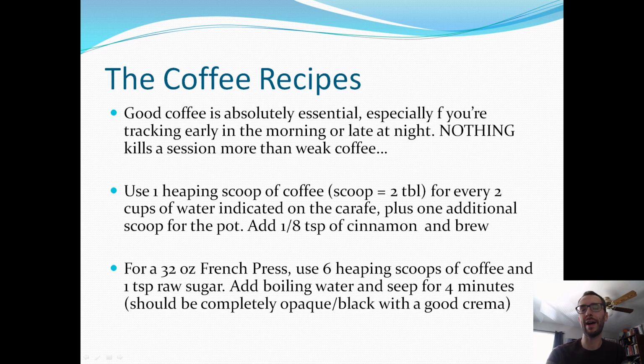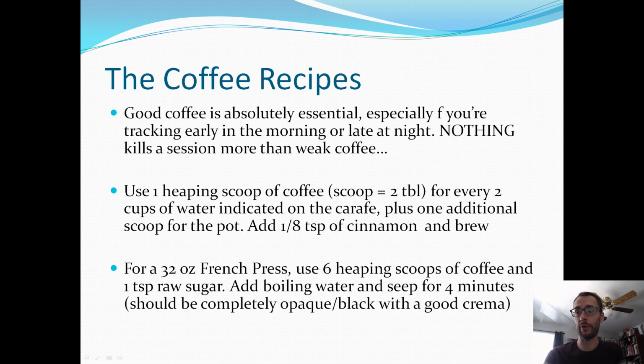For a standard pot of coffee using an automatic drip system, use 1 heaping scoop of coffee, where each scoop is approximately 2 tablespoons, for every 2 cups of water indicated on the carafe side, plus 1 additional scoop for the pot. Add 1/8 teaspoon of cinnamon optionally and brew.